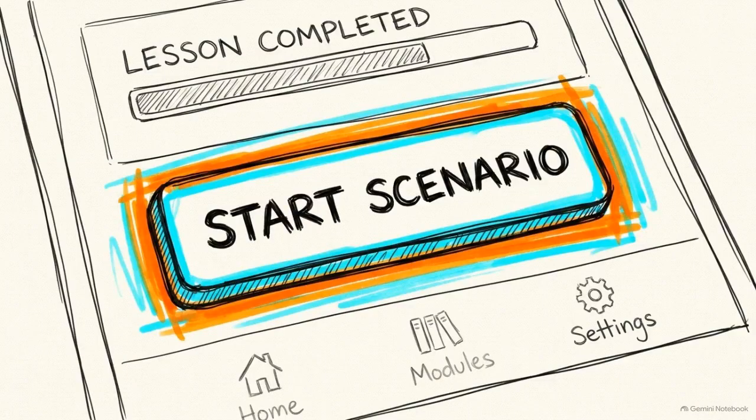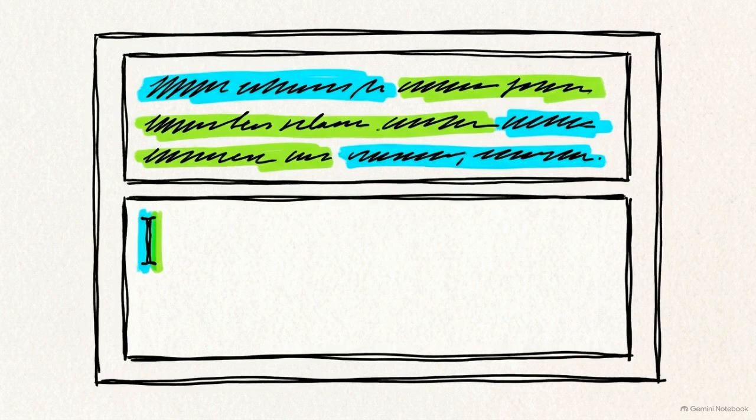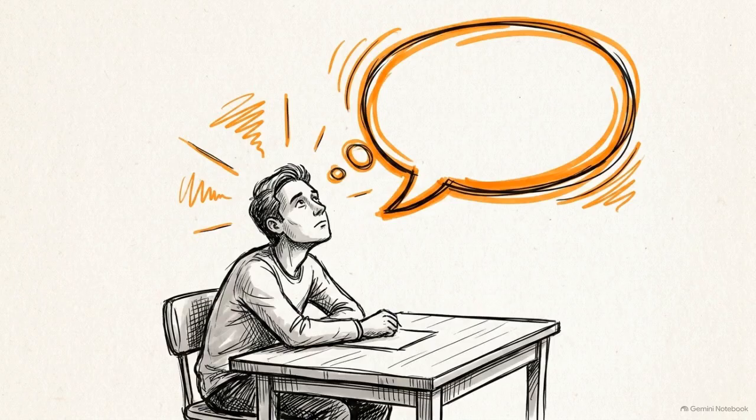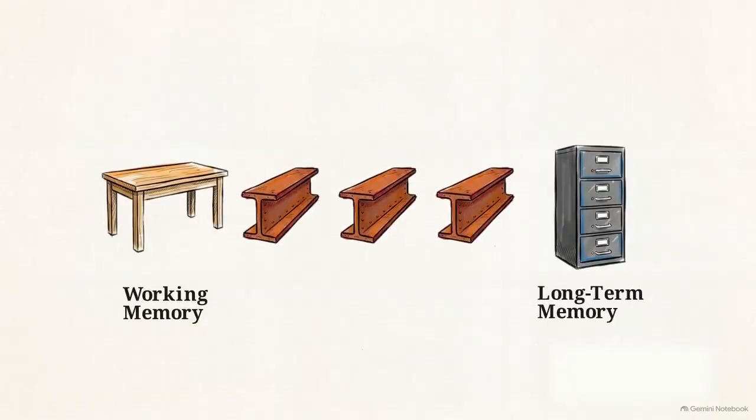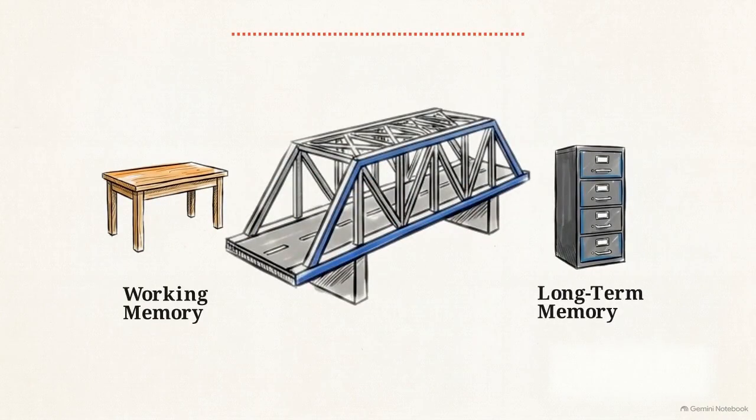For example, we add a mandatory practice check to the end of our newly cleaned module. We give the learner a short, realistic scenario and a text box, prompting them to type out an explanation of why the procedure works. Prompting the learner to explain a concept in their own words physically forces the brain to bridge working memory and long-term memory.